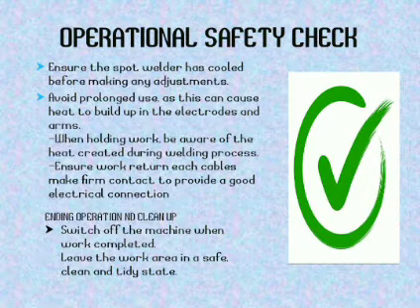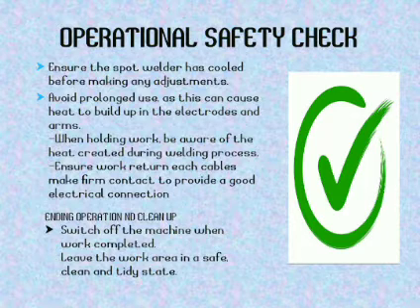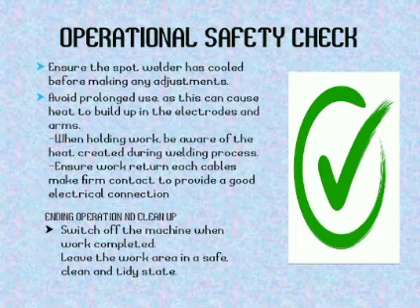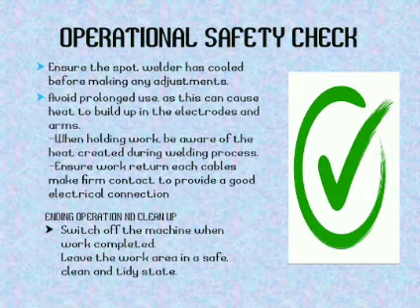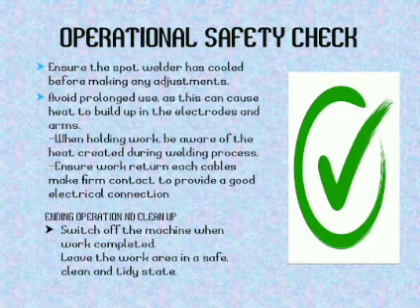For the operational safety check, ensure the spot welder has cooled before making any adjustments, and avoid prolonged use as this can cause heat to build up in the electrodes and arms. When holding work, be aware of the heat created during the welding process, and also ensure work return cables make firm contact to provide a good electrical connection. Before ending operation and clean up, switch off the machine when work is completed and leave the work area in a safe, clean, and tidy state.